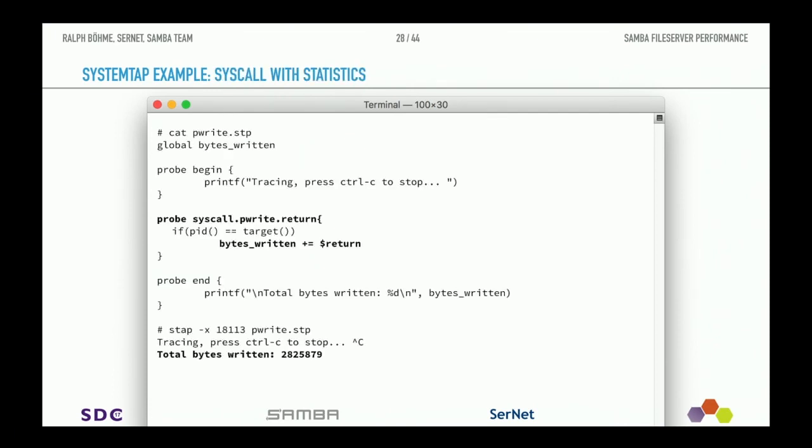So let's do something slightly more interesting. This one is syscall tracing with some statistics. I'm tracing, in bold here, the pwrite syscall when it returns. When it returns, we can look at the return value, which for pwrite is the number of bytes written. I could also use the function entry point, but return is an interesting trace point that is called when the syscall actually returns. Now we can reuse this special $return variable, which is the return value of the function, and just sum that up in the bytes written variable. At the end, after running the script, we can ask how many total bytes were written while running the script.